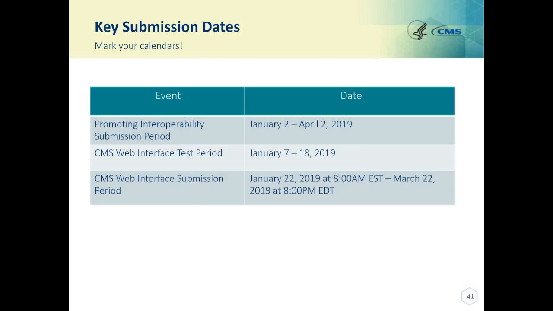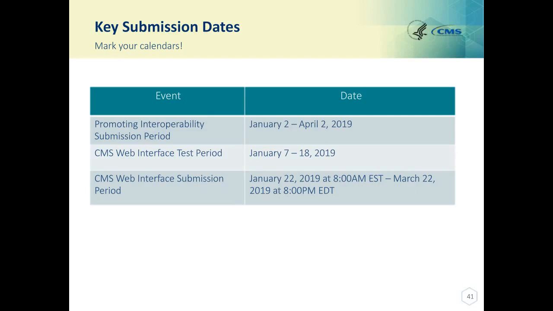on January 22nd, 2019. We'll open that up early in the morning, 8 o'clock here on East Coast time, and that will run until March 22nd, 2019, and it will close at 8 p.m. Eastern time. So please note those dates and times.